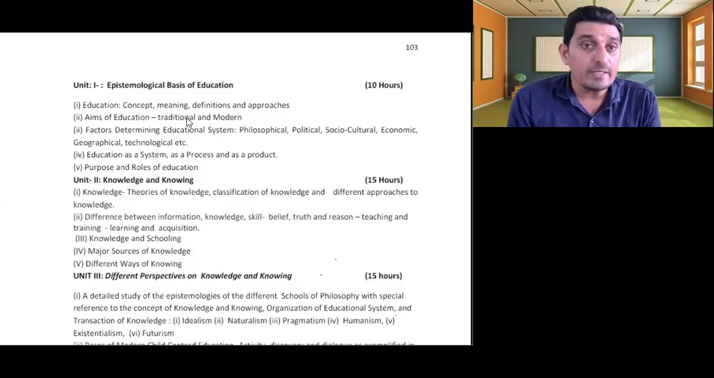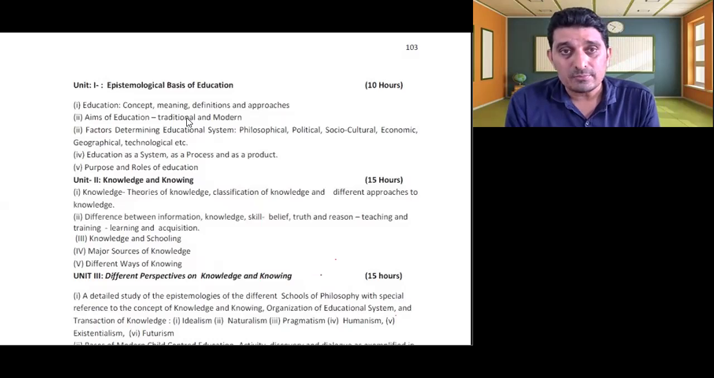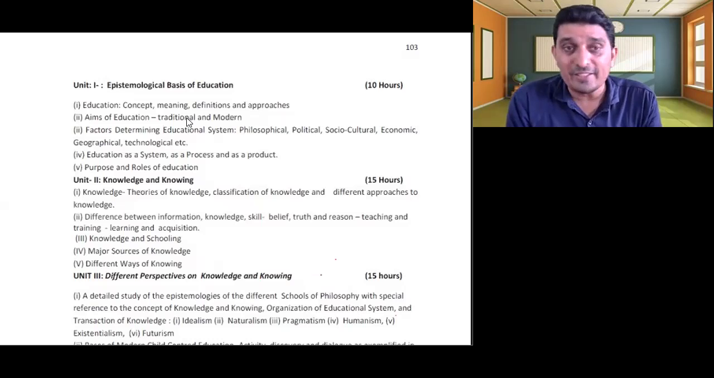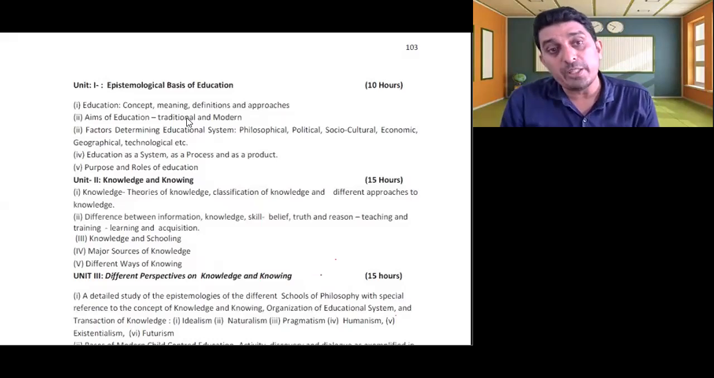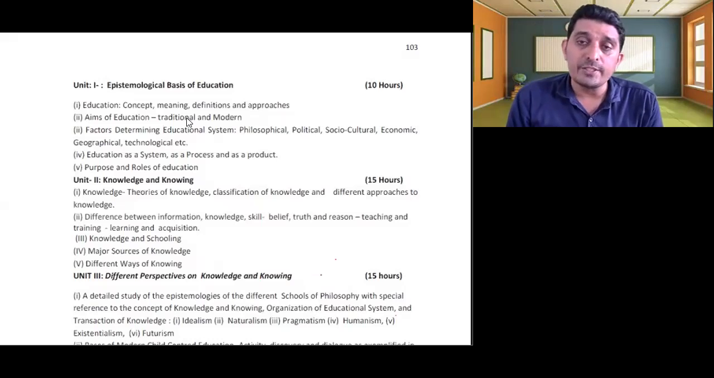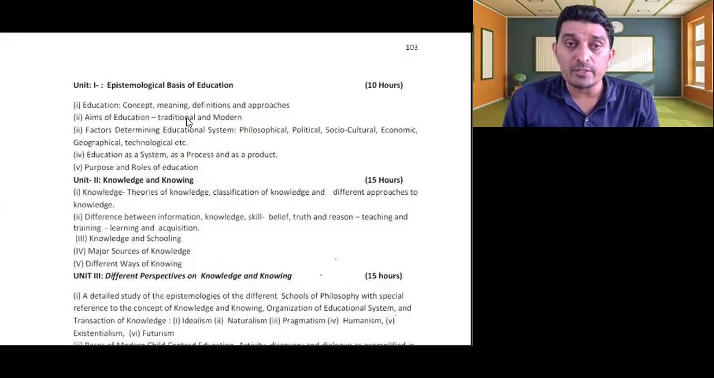And then you can see factors determining educational systems. We will look at different factors. Who decides? Who determines education? Who determines the aims of education? On the basis of which we determine aims of education, we determine curriculum of education, we determine teaching methods of education, we determine different aspects of education. I feel that you're able to follow me. Yes, right?